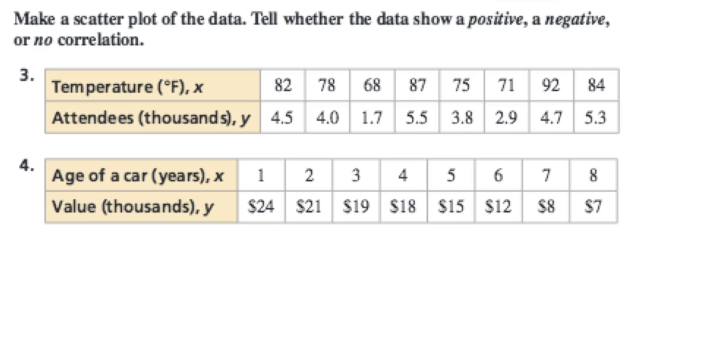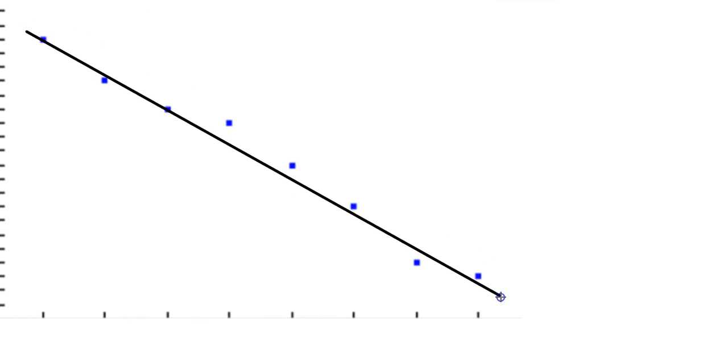Alright, so we're going to do the same thing for the age of cars and value in thousands. And after doing so, you should get a scatter plot that looks something like this. And again, you could draw a line in between. Try to get your line in between as many points as possible. And what can you say about the correlation here? So you have a negative correlation.